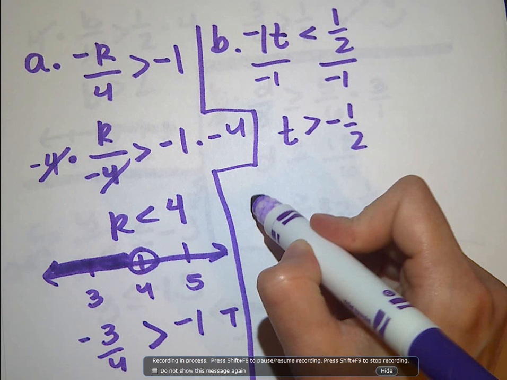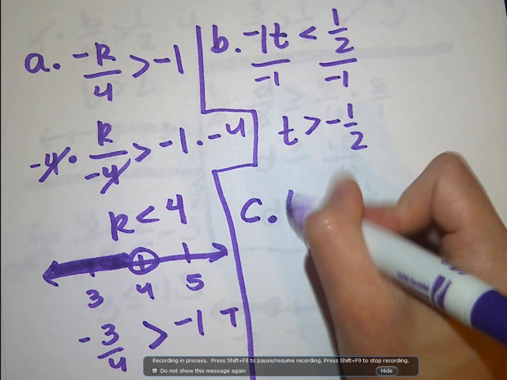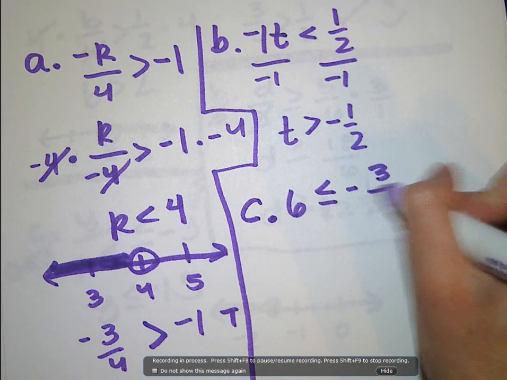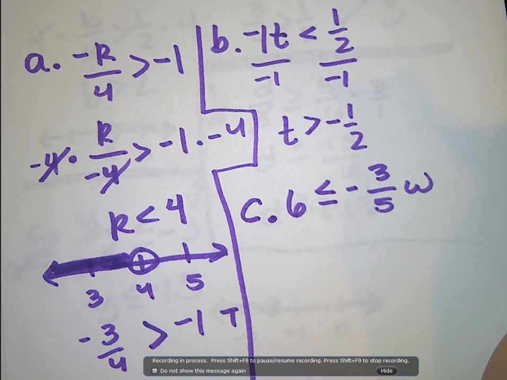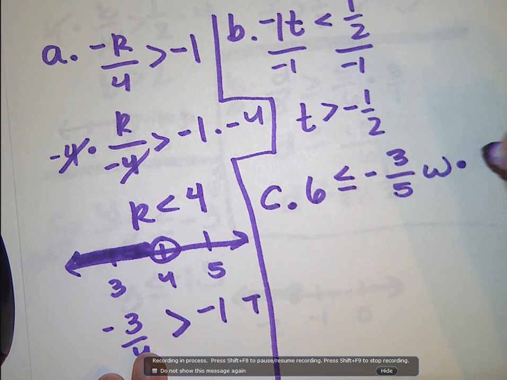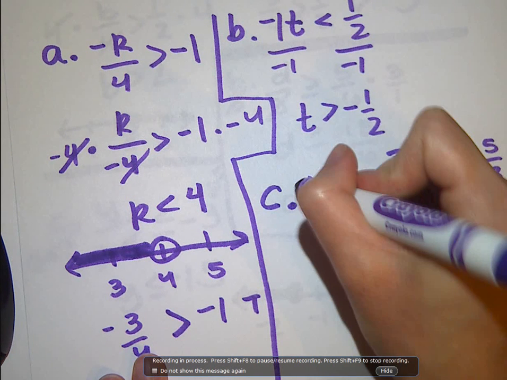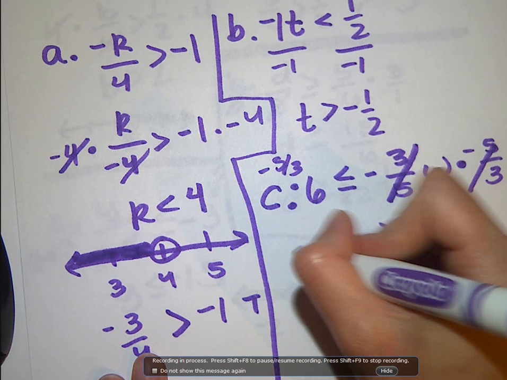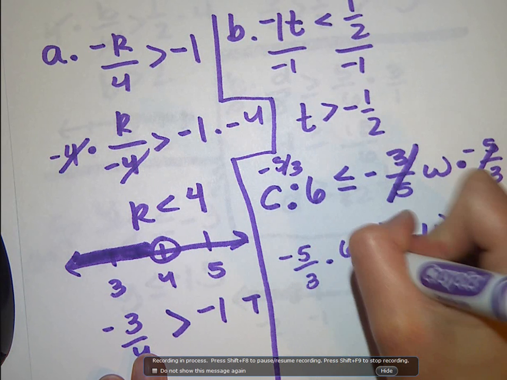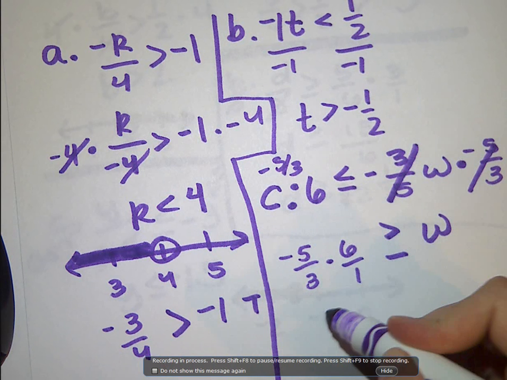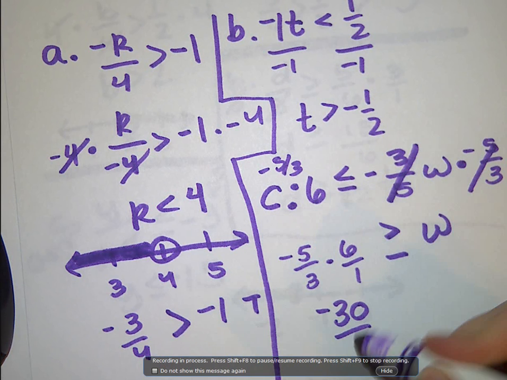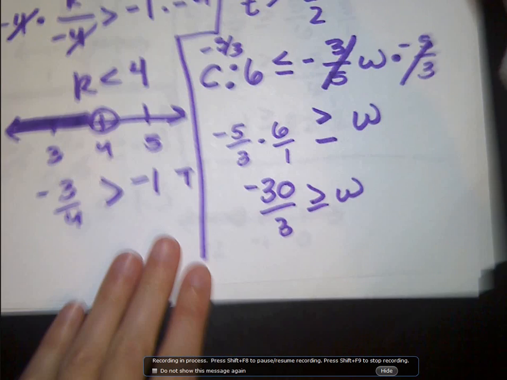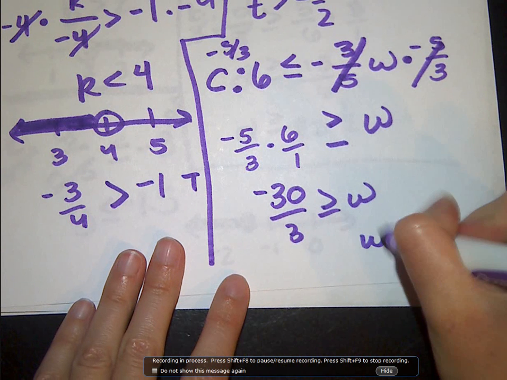And then for C, we've got 6 is less than or equal to negative 3/5 w. So on this one, we're going to multiply both sides by negative 5/3. So these cancel, and I need to flip the sign. So I had negative 5/3 times 6/1. So negative 5 times 6 is negative 30. 3 times 1 is 3. So negative 30 divided by 3 is negative 10. So this is w is less than or equal to negative 10.